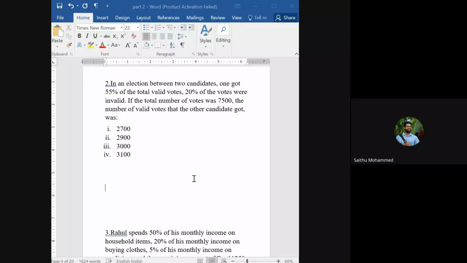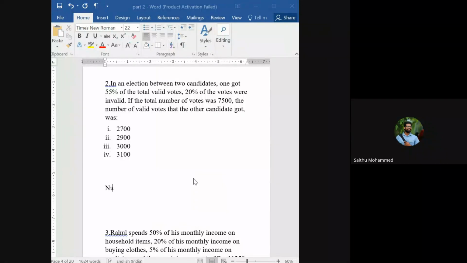If the total number of votes was 7,500, what is the number of valid votes that the other candidate got? That is what we have to find. So we took an example of 100, but actually the votes polled was 7,500. In that case, what will be candidate B's vote share? I mean, how many votes he would have got is what the question is.